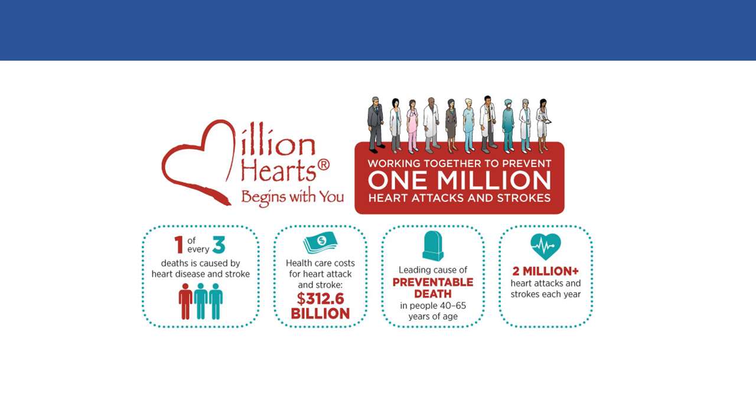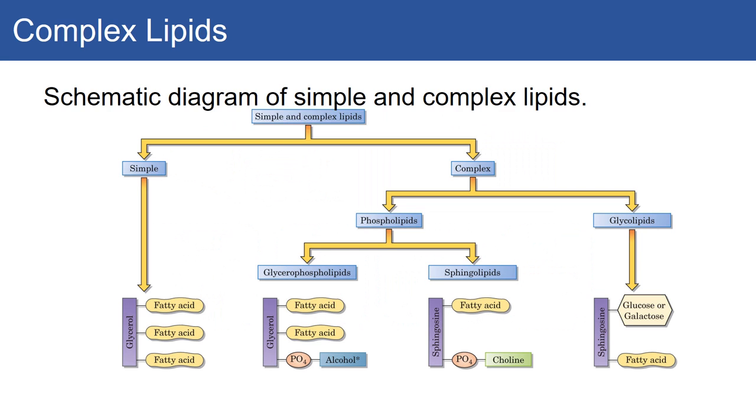Again, 1 in 3 deaths is preventable with this. Healthcare costs for heart attack and stroke are $313 billion. It's the leading cause of preventable death. Heart attacks and strokes, you have 2.2 million plus a year. 800,000 people die. 1 million heart attacks and strokes are preventable. Let's take this back to where we started.